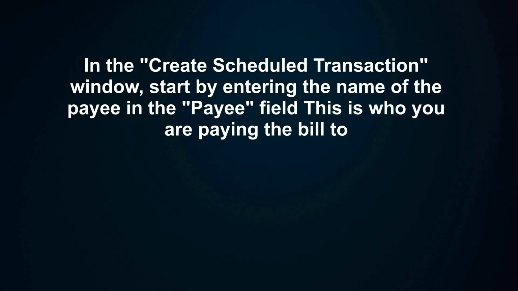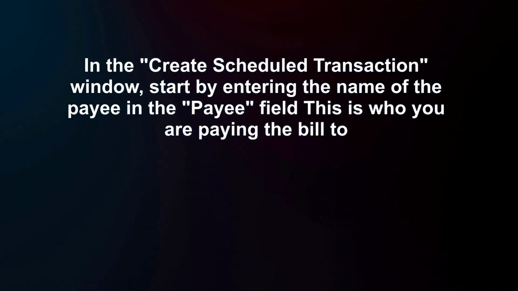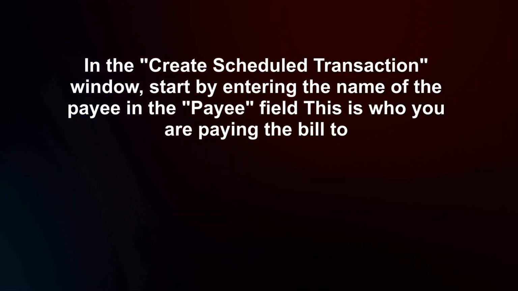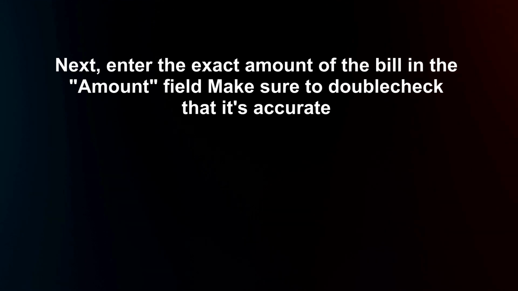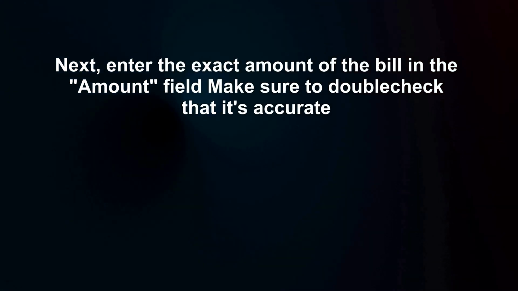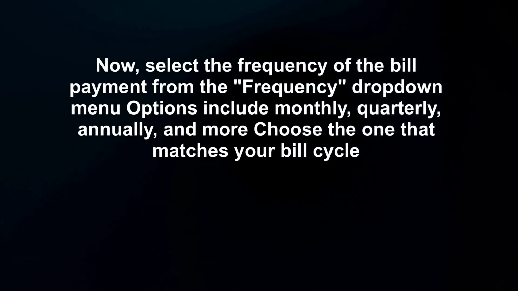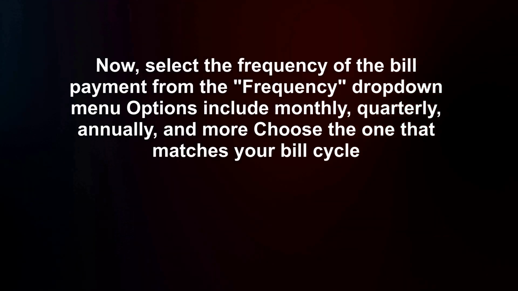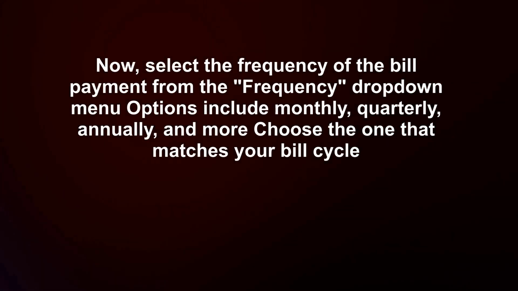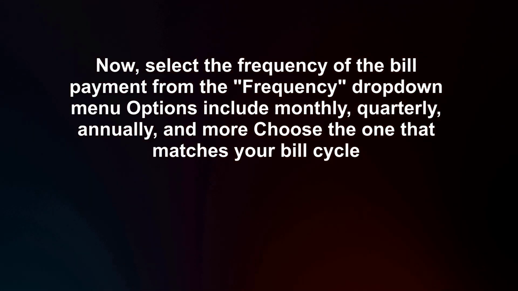In the Create Scheduled Transaction window, start by entering the name of the payee in the payee field. This is who you are paying the bill to. Next, enter the exact amount of the bill in the Amount field. Make sure to double-check that it's accurate. Now, select the frequency of the bill payment. From the Frequency drop-down menu, options include monthly, quarterly, annually, and more. Choose the one that matches your bill cycle.